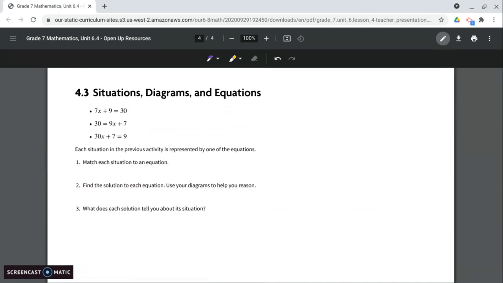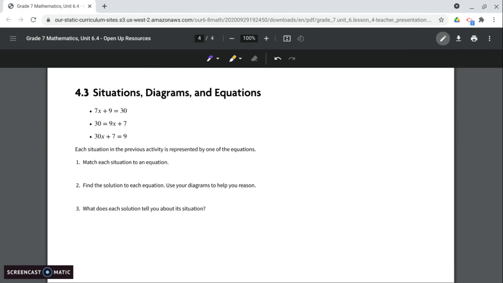All right, the next part. So finding these unknowns. Unknown is your key word for this lesson. So situations, diagrams, and equations. Match each situation in the previous activity to one of the equations. Find the solution to each equation. Use your diagrams to help you reason.